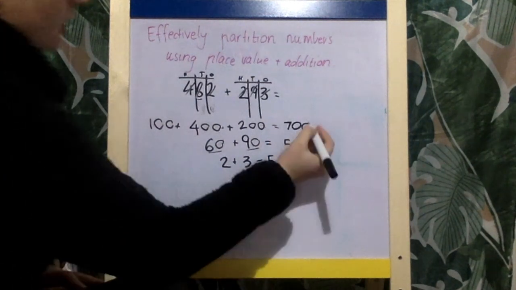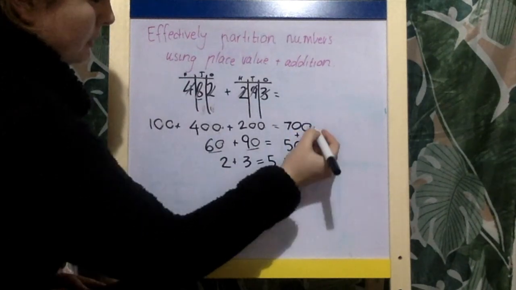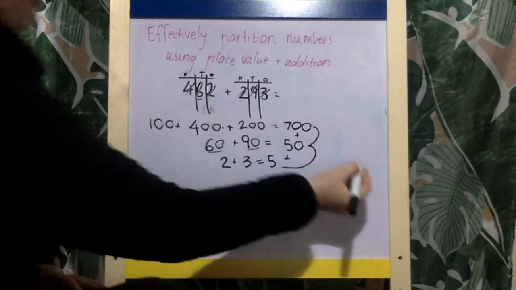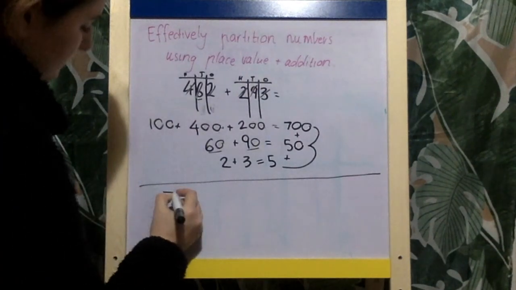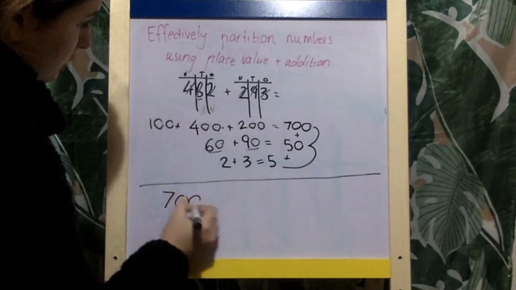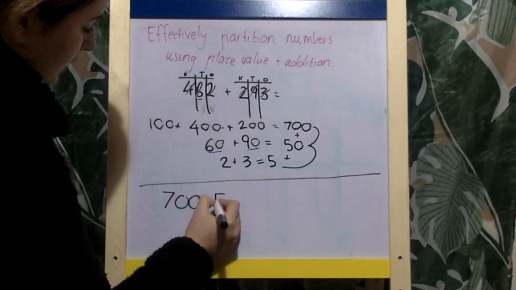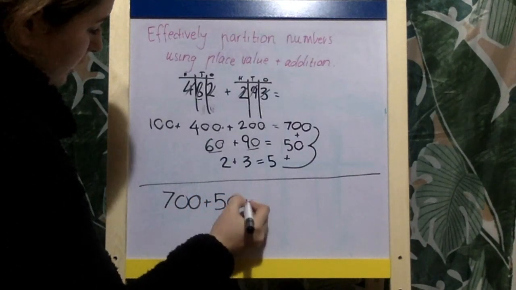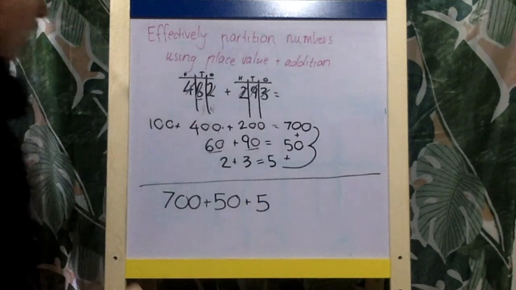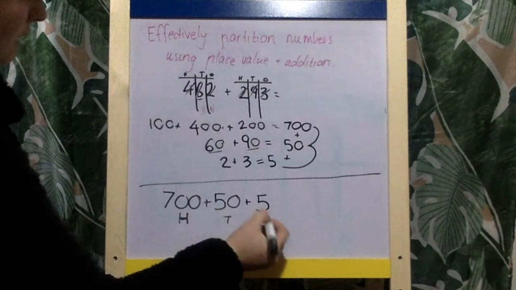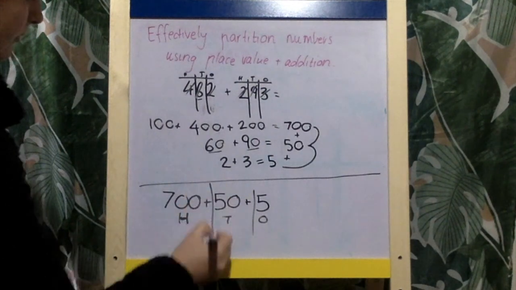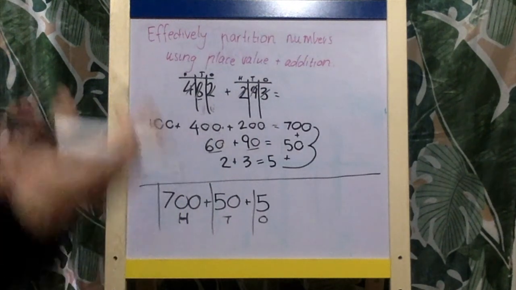Now, what we need to do is add these 3 numbers together. So I'm going to write a new number sentence. 700 plus 50 plus 5. So I've got my hundreds, my tens, and my ones. Now I need to add them together.